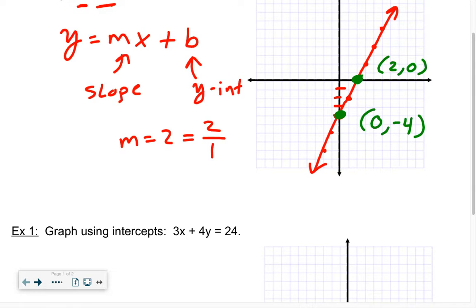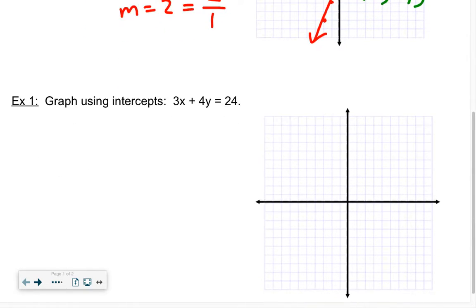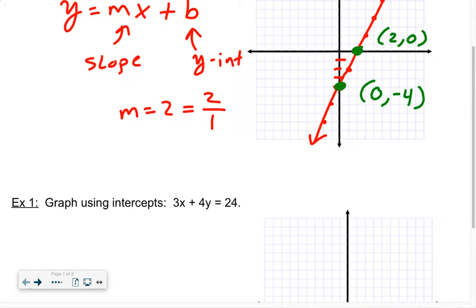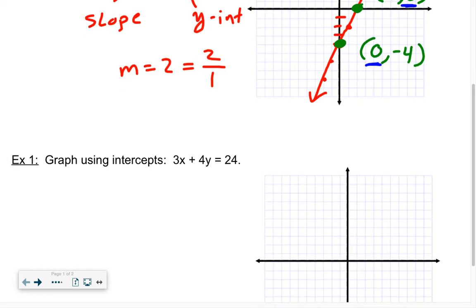For almost every line that we graph, there are going to be 2 points of intersection on our axes. There's 1 point where it crosses the y-axis, and 1 point where it crosses the x-axis. Our goal for this method is to find those intercepts, pending that the line does not go through the origin. If we look back at our points, (2, 0) and (0, negative 4), notice that if they're going to be on the axis, then one of those 2 x or y values has to be 0, whether it's the first one or the last one. So here's what we want to do.